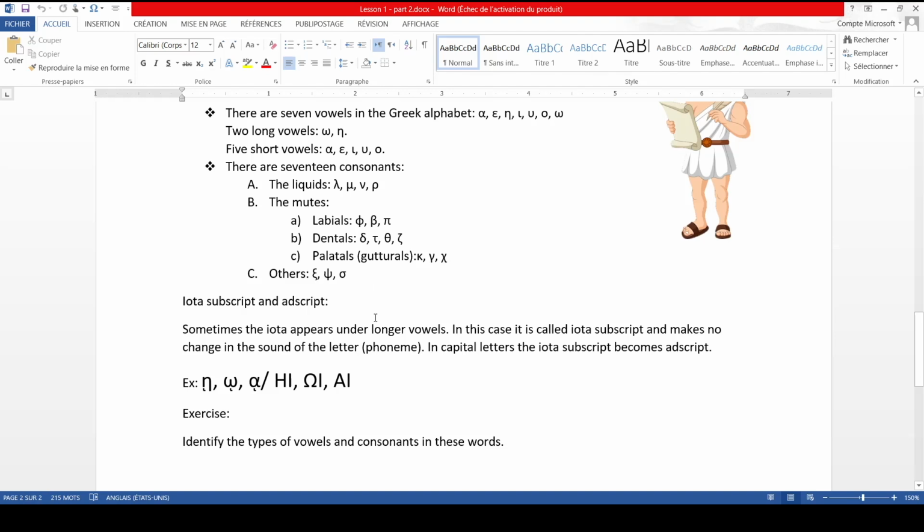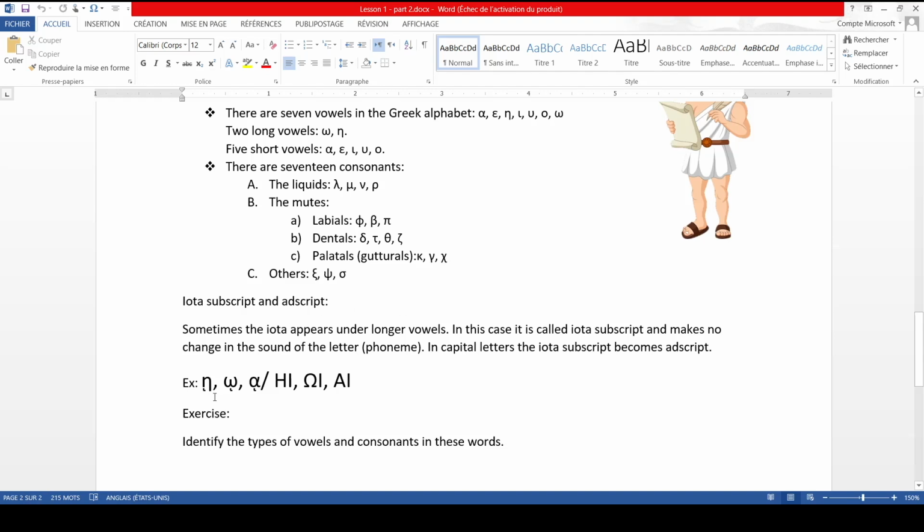So, when iota is subscript, it appears under only long vowels. That means you will never find an iota subscript under epsilon or upsilon. It will only appear under the long vowels. And in this case, we will use alpha as a long vowel. This is one of the special particular cases where alpha is used as a long vowel. So we will consider these 3 long vowels, eta, omega, alpha, that can bear an iota subscript.